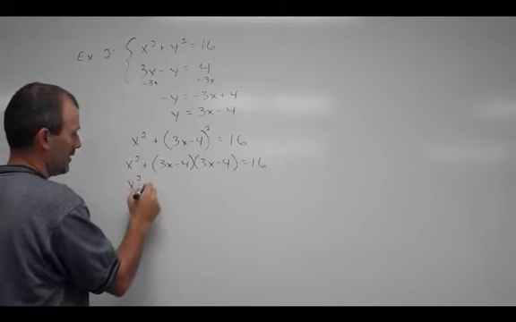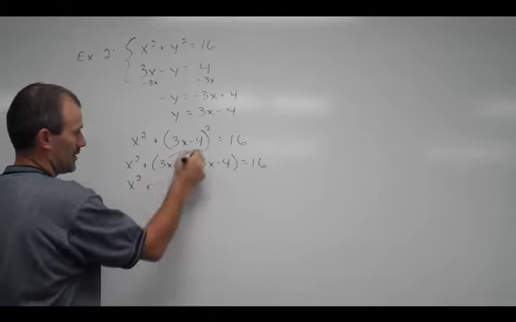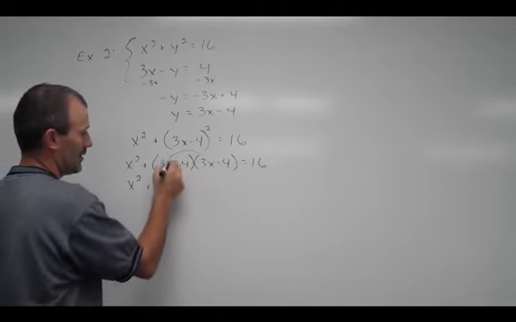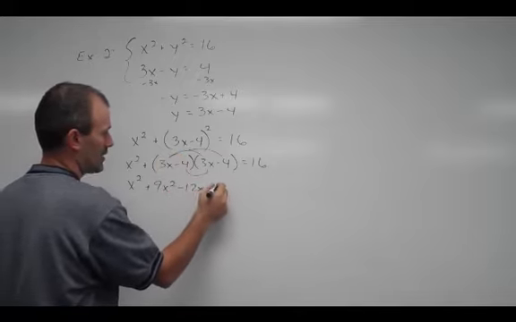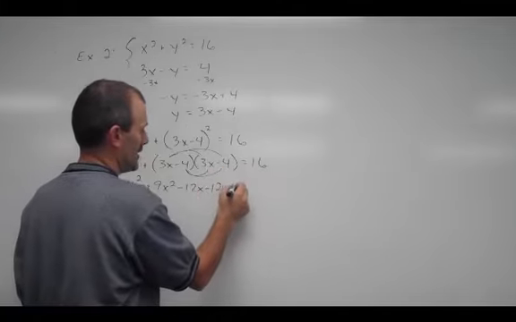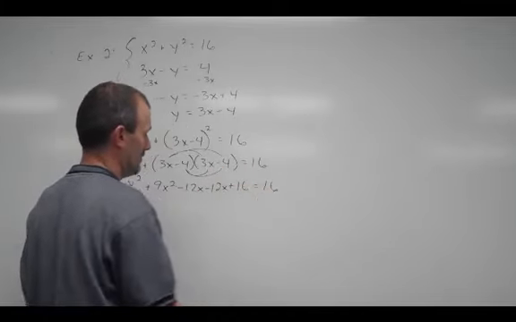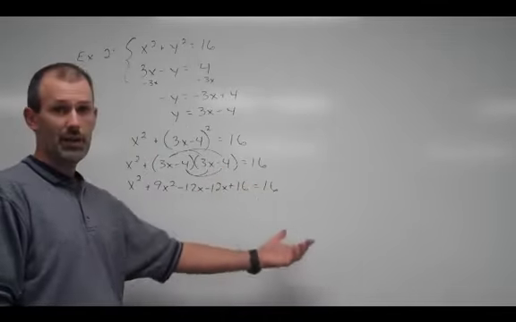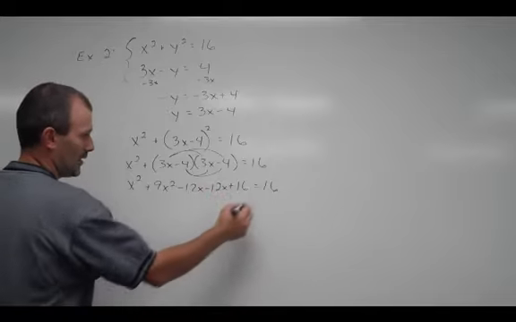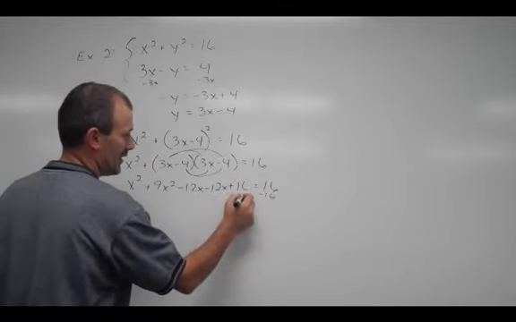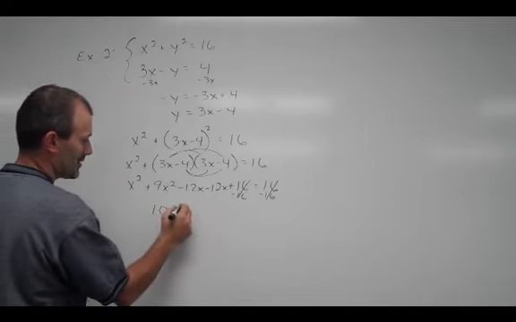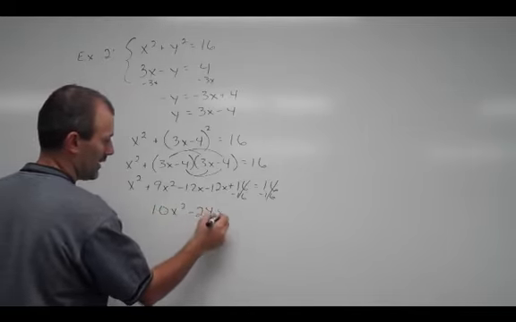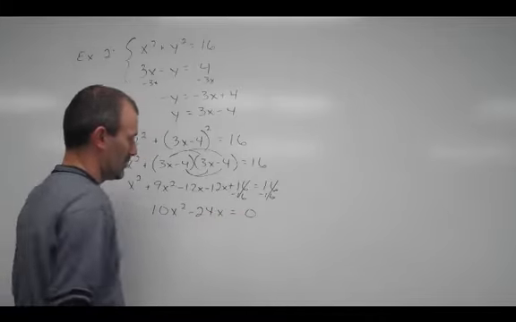So x squared plus 9x squared minus 12x plus 16 equals 16. So this is quadratic. We want to get everything over to one side. So we're going to subtract 16, and that actually cancels out. So now we have 10x squared minus 24x equals 0.